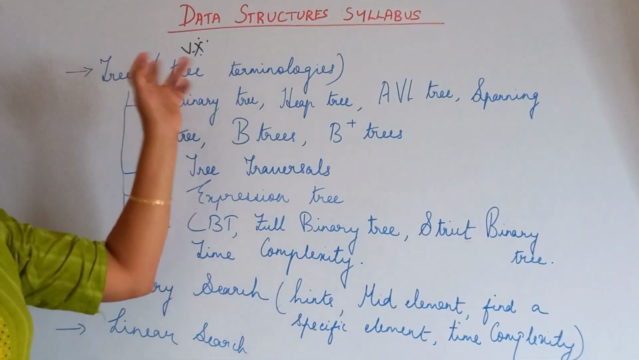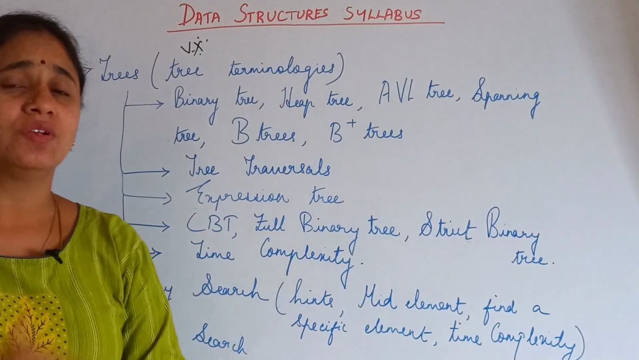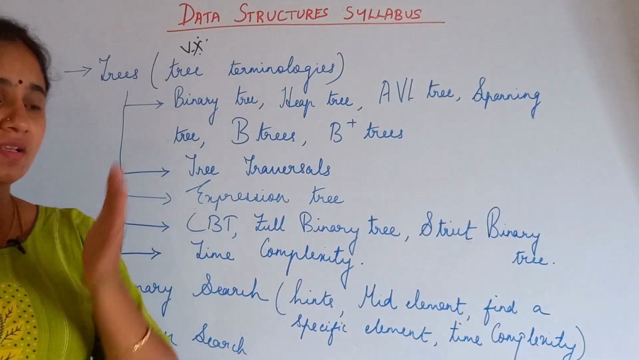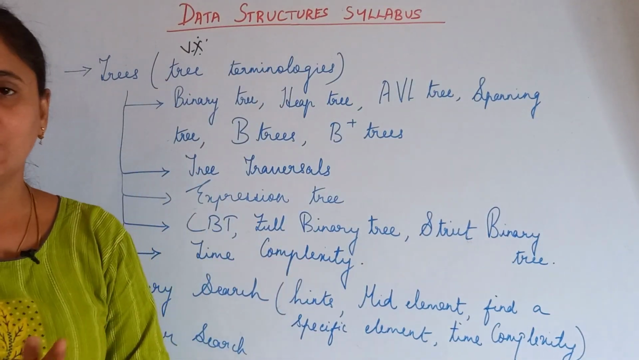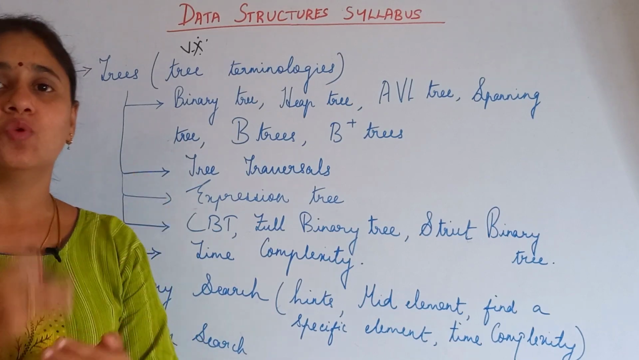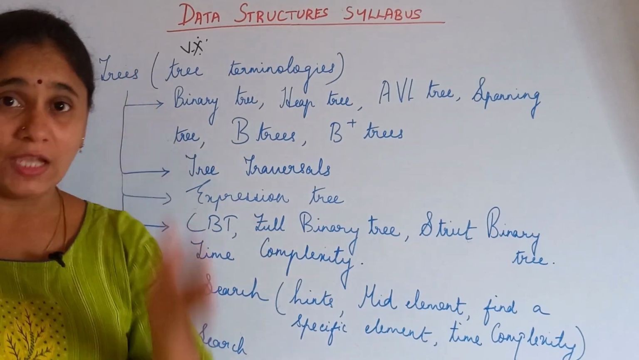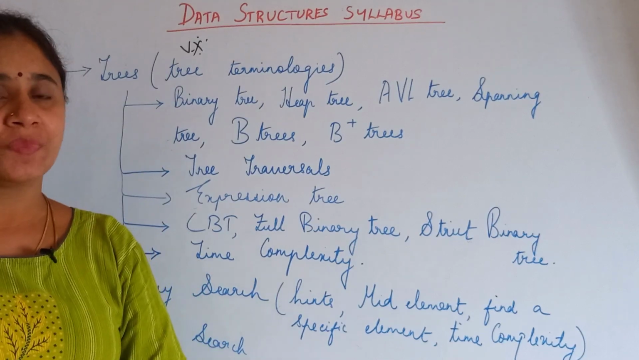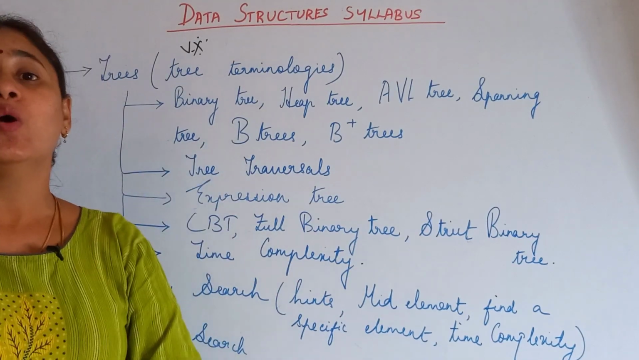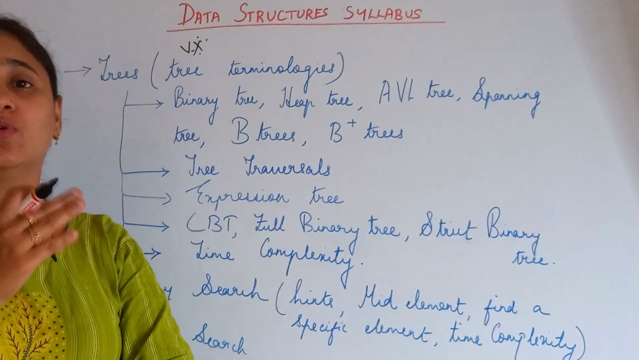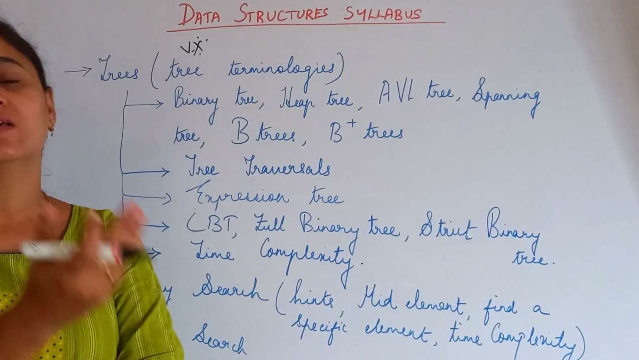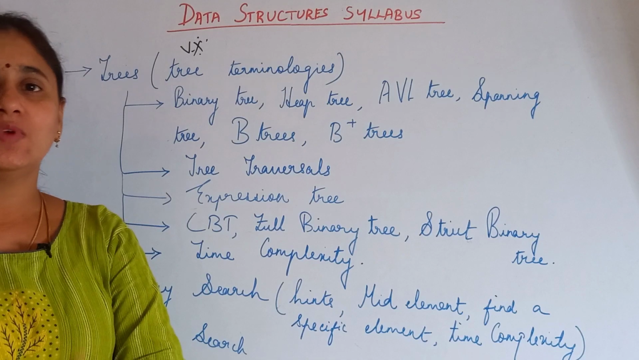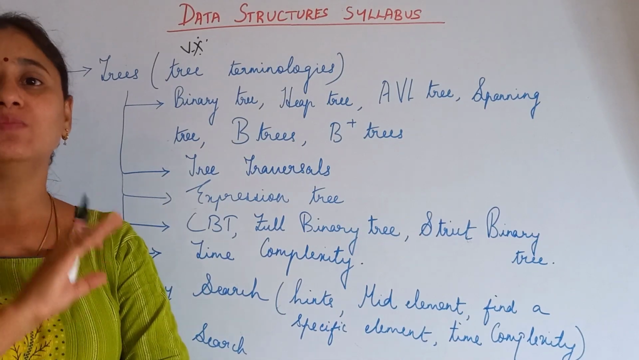Under tree, what is the terminology? Terminology is nothing but what is the left subtree, what is the right subtree, what are the children of a tree, what is a root node, what is the height of a tree, what is the level of a particular node, what is the successor of a node, what is the predecessor of a node, what are its siblings, parents. All those things we are going to discuss in brief.